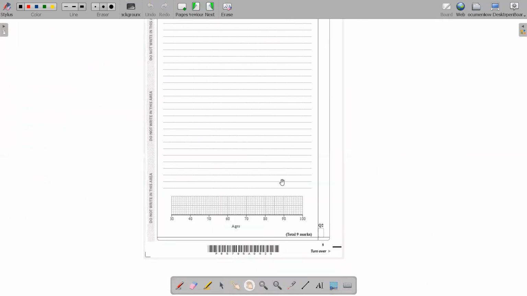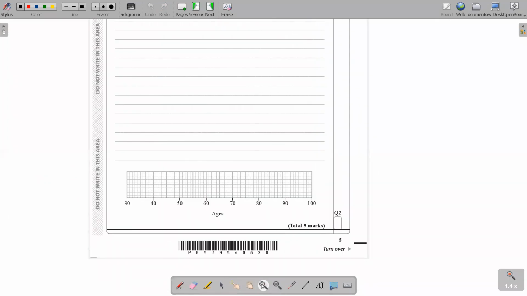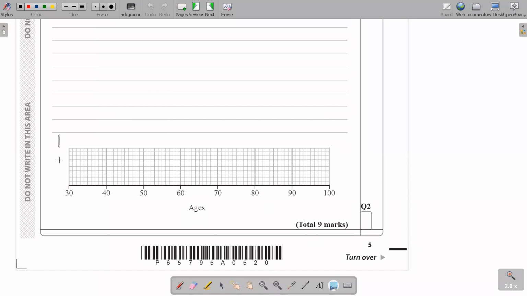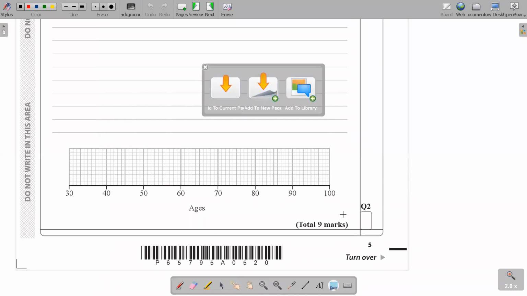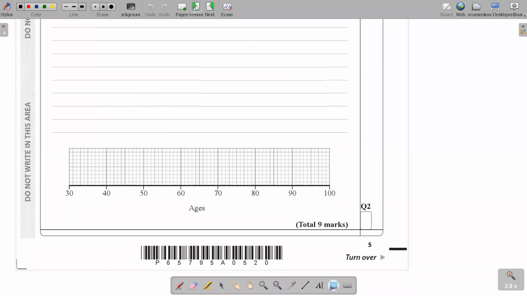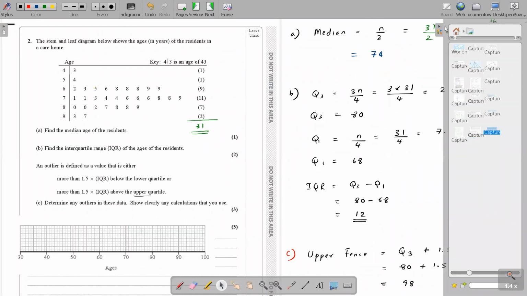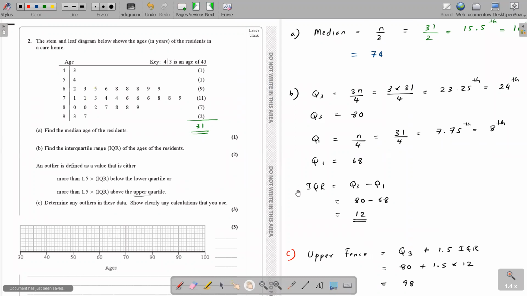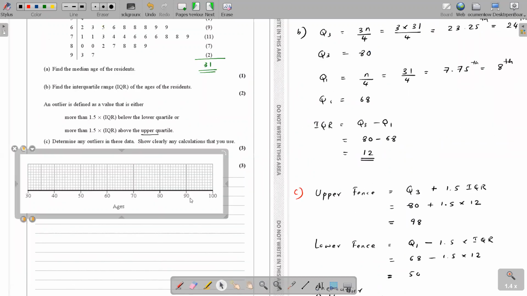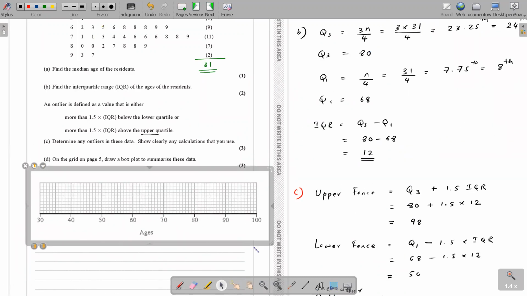The box plot they have given is on the other page. You know what I'll do? I'll bring it to this page, so that I have everything in one page. Okay, so children, let's draw the box plot.